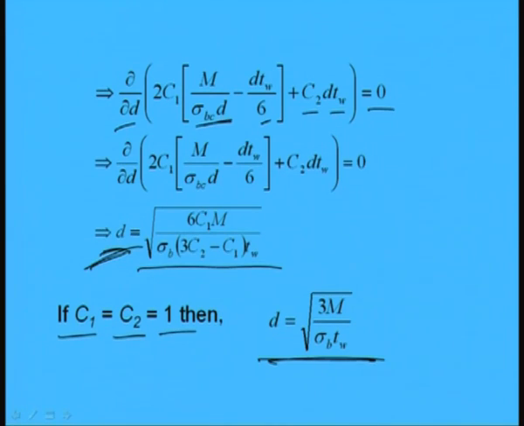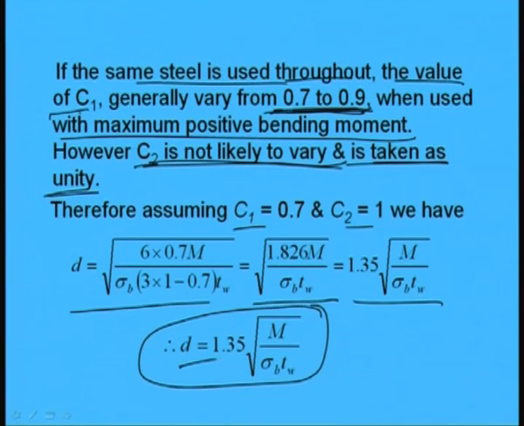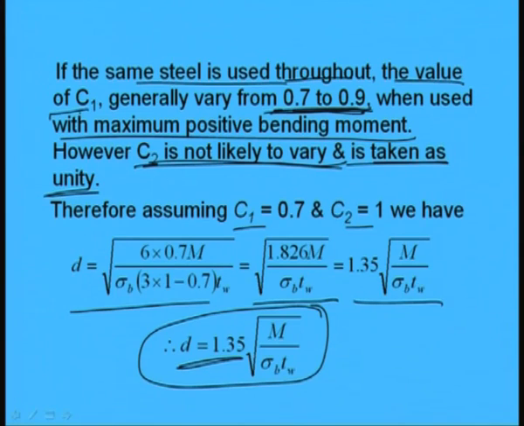Here we got root 3 into M by sigma B TW. Root 3 means 1.73 into square root of M by sigma B TW, if we consider C1 and C2 as unity, right. And if we consider from a practical point of view, this will become 1.35 in place of 1.73, right. So, this is how we can find out an economic depth where the area will be minimum. If D, the depth of the web, is chosen in this way, then we can get the total cross section area minimum. So, D is equal to 1.35 into square root of M by sigma B TW. So, in this way you can start, right.